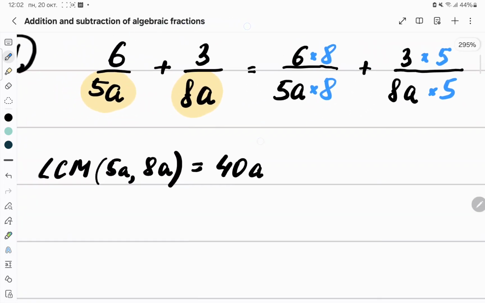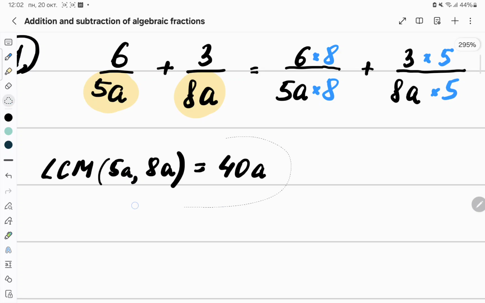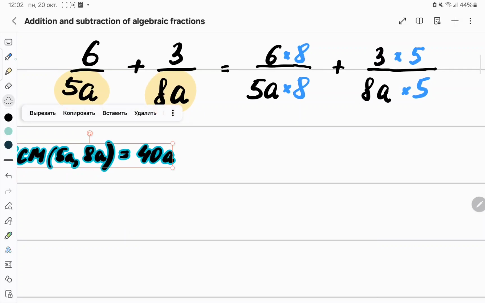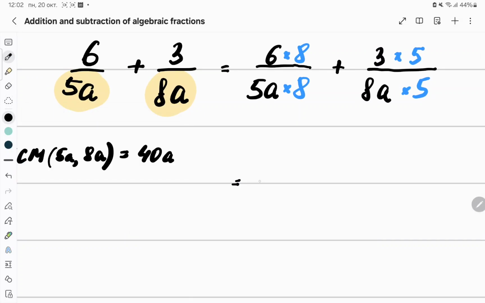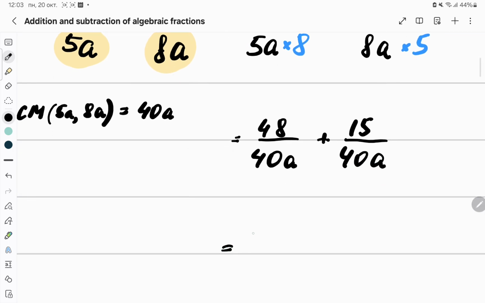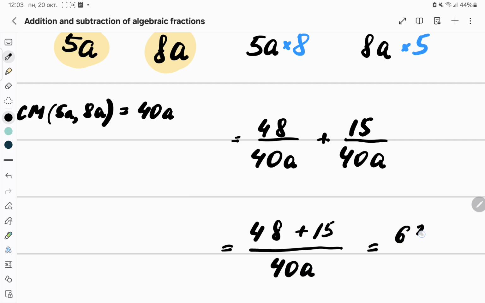Okay. What we see now is that our denominators are equal to each other. So if we write the next row, we'll have 48 over 40a plus 15 over 40a. For this case, our denominators are equal. It means that we have to add their numerators this way. It is 63 over 40a. Done, finished.